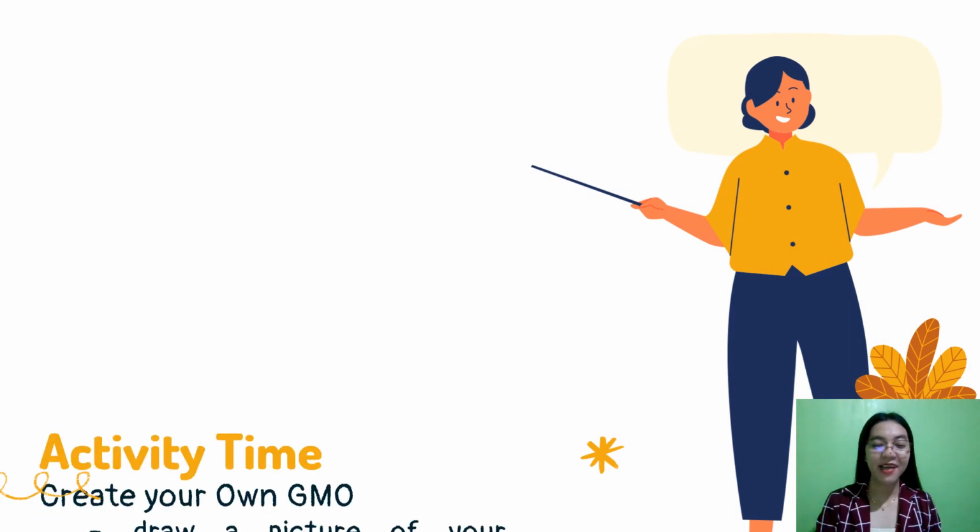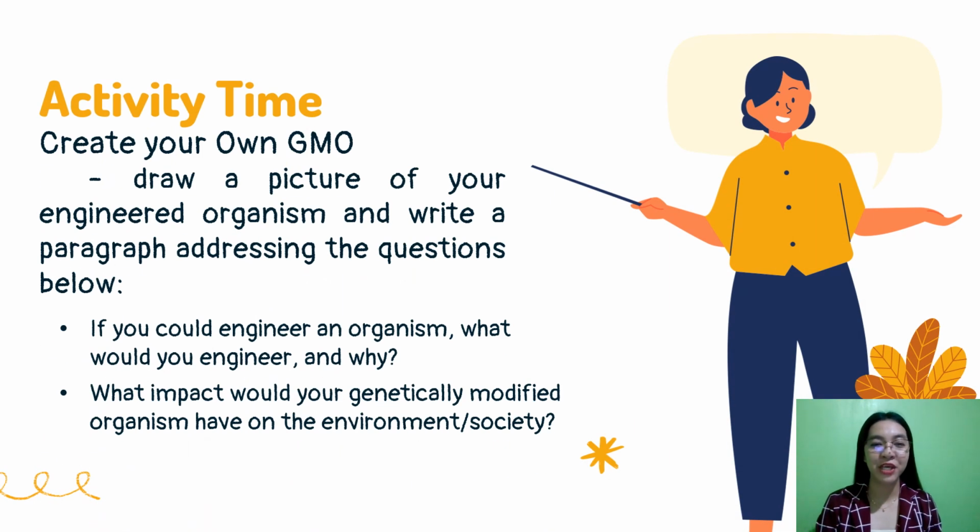It's activity time! Create your own GMO. In creating your own GMO, you are going to draw a picture of your engineered organism and write a paragraph addressing the questions below. First, if you could engineer an organism, what would you engineer and why? Second, what impact would your genetically modified organism have on the environment or society?